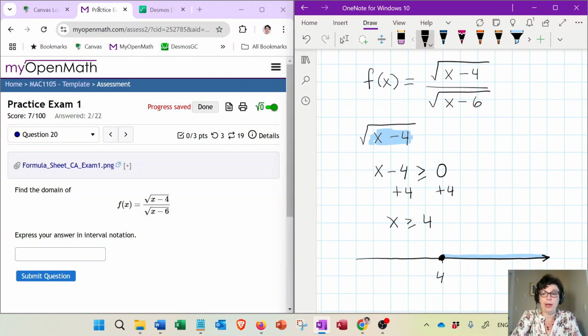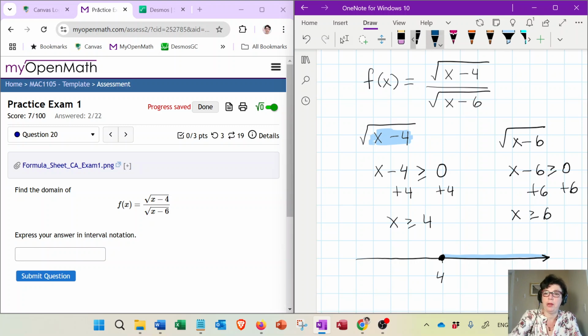Now let's take a look at the other one. So imagine that now we're doing the domain of square root of x minus 6. This is going to be the same exact thing. This time x minus 6 will be greater than or equal to 0. And then when we add 6 to both sides, we'll get x greater than or equal to 6. Now let's graph that, and I'm going to graph that under my graph here. So 6 is somewhere over here, and greater than or equal to 6 will be everything here. And 6 will be a solid dot because it was more than or equal to, so it wasn't a strict inequality.